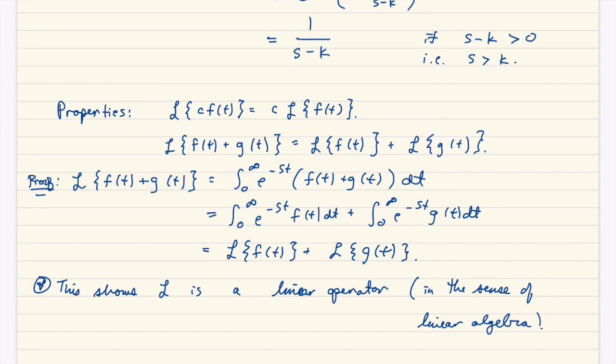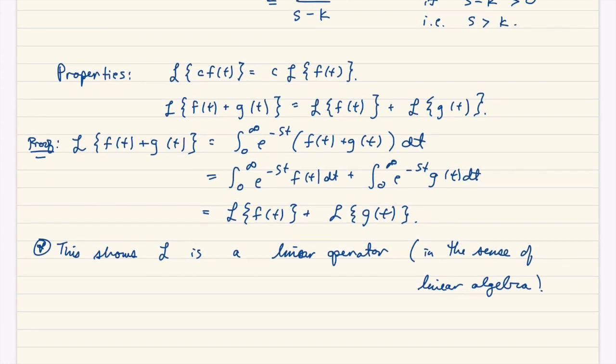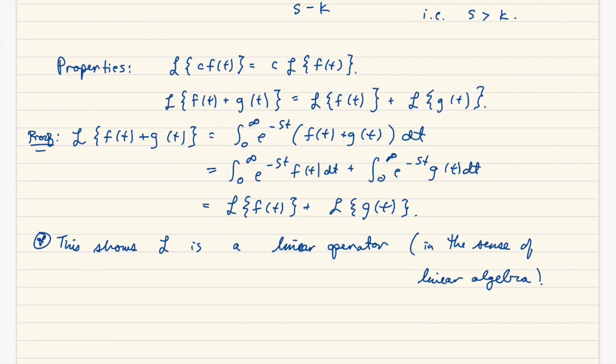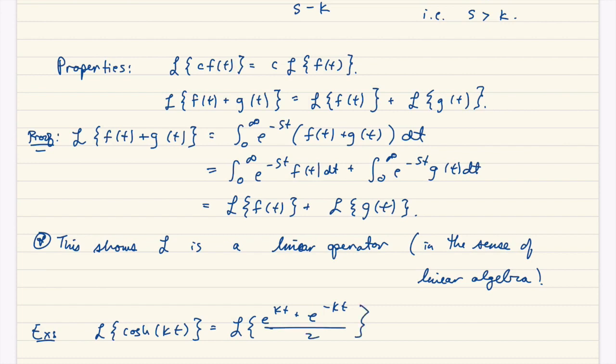All right. With that being said, let's look at a few other Laplace transforms. I want to find 4 more now. So let's look at the Laplace transform of hyperbolic cosine of kt. If you remember, by the definition of hyperbolic cosine of kt, this is going to be e to the kt plus e to the negative kt all over 2.